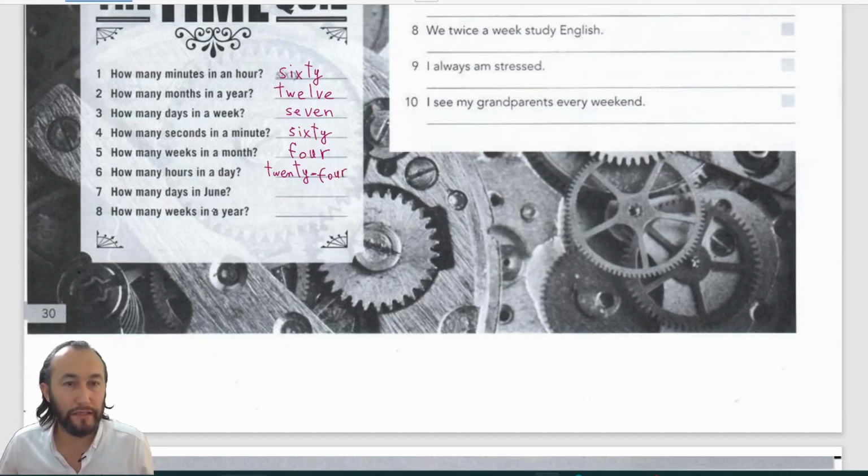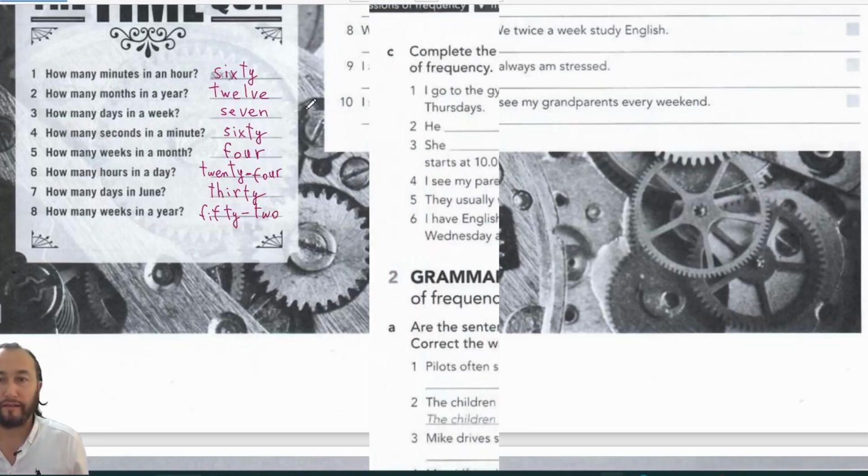How many days in June? Okay, so in June, we should have 30 days, right? So we're going to write 30, thirty. And how many weeks in a year? I think we've got 52 weeks in a year. We're going to write here 52. So fifty, and then we're going to put a hyphen, and then we're going to write two. And we're done, guys. Now we can move to the next exercise.